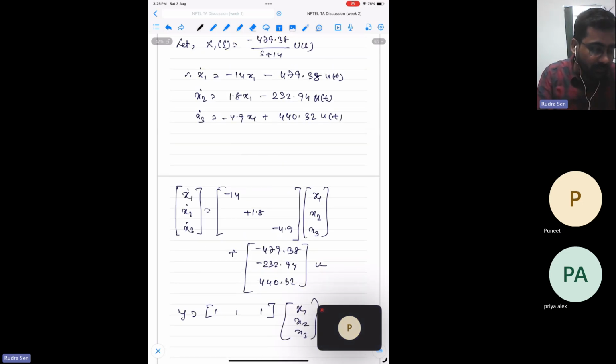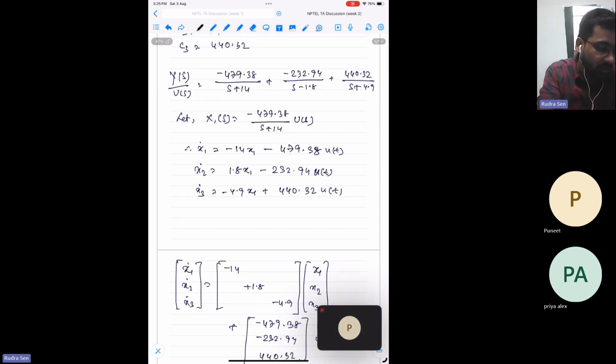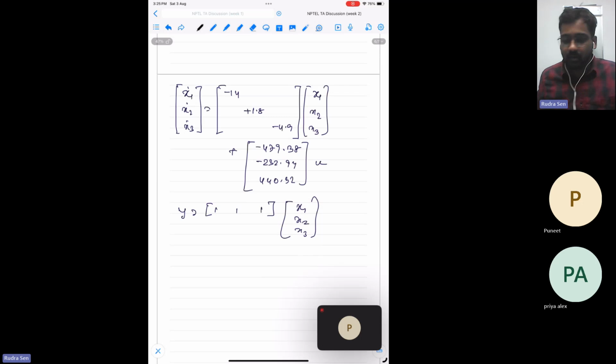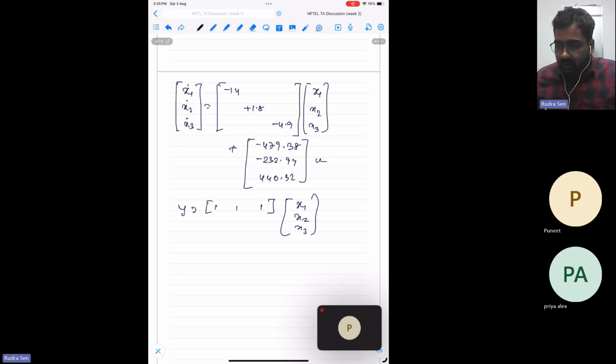So if we take this constant term along with x1, then you will get the B matrix as basically 1, 1, 1, and the C matrix as minus 479.38, minus 332.92, and 440.32. So this is basically the diagonal canonical form of a strictly proper transfer function.